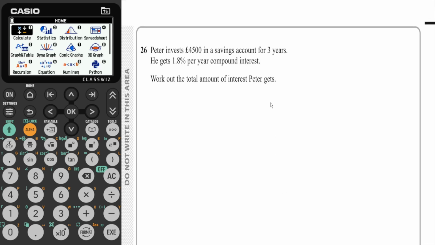Question number 26. Peter invests £4,500 in a savings account for 3 years. He gets 1.8% per year compound interest. We have to work out the total amount of interest Peter gets. So let's see what he gets at the end of 3 years. So we've got 4,500 times by 1.018, which is the interest rate. And we're investing for 3 years, so we raise this to the power of 3.